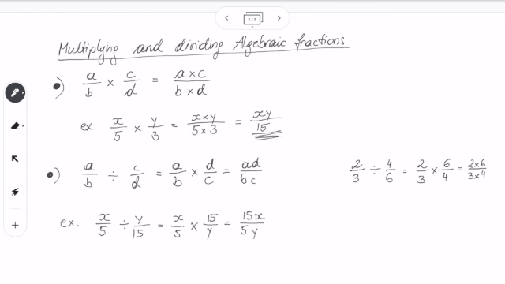And you can now use what we just learned in the previous slide to simplify this fraction. 15 and 5, they have a common factor, which is 5. 15 divided by 5 is 3. 5 divided by 5 is 1. So what are we left with on the top? We have 3x. And in the denominator we have 1y, which is the same as y. And that's how you divide and multiply algebraic fractions.